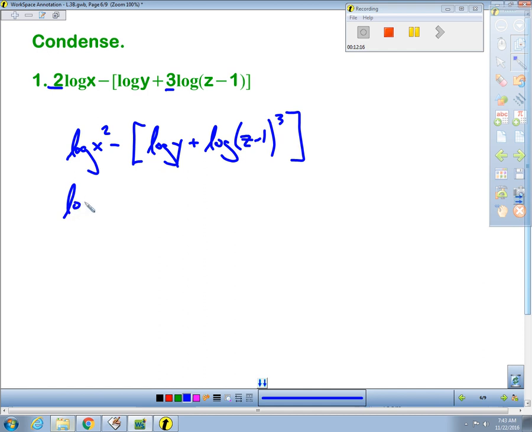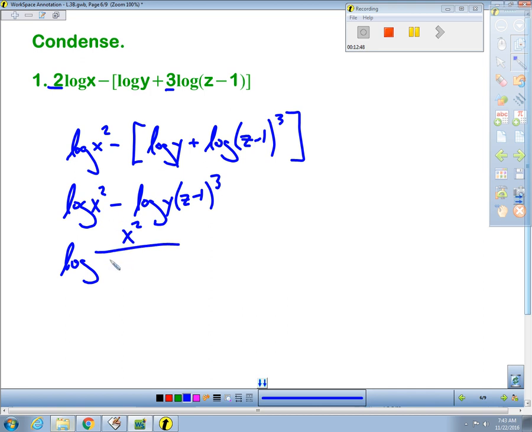All right, what do we want to do next? Well, I see a minus out here, but I've got brackets around that, so I might want to take a look at what I have in brackets. I have a sum of 2 logarithms with the same base. The sum of 2 logarithms with the same base is the log of their product. This is the log of y times z minus 1 cubed. And from there, I have a difference. This is the log of x squared over y times z minus 1 cubed, since subtracting between logarithms with the same base is the same as dividing within. Excellent.